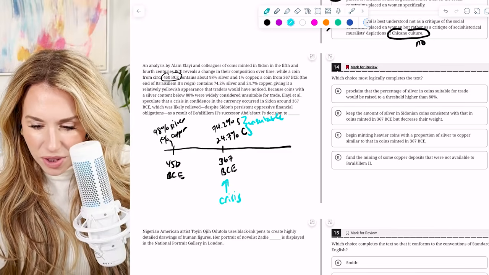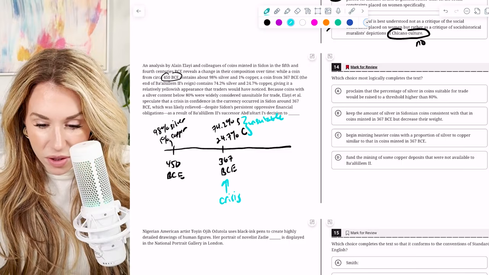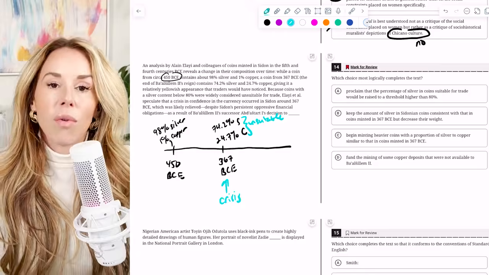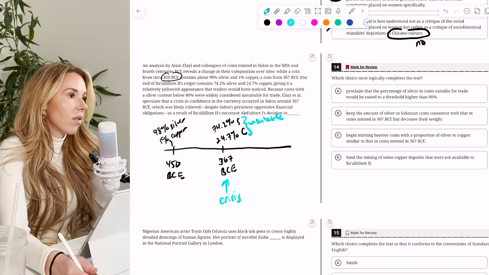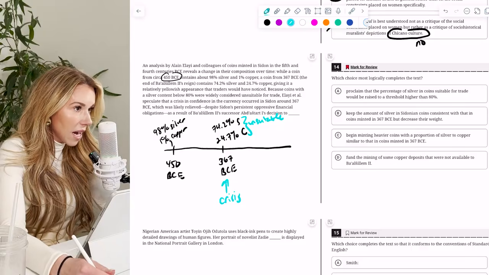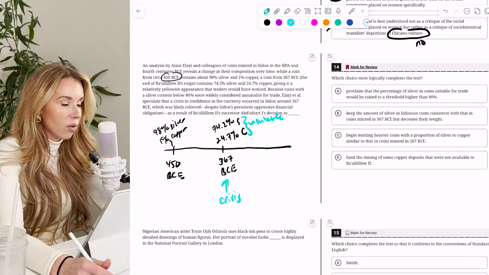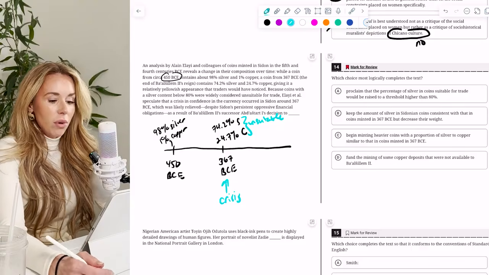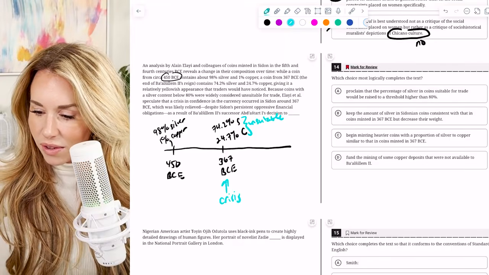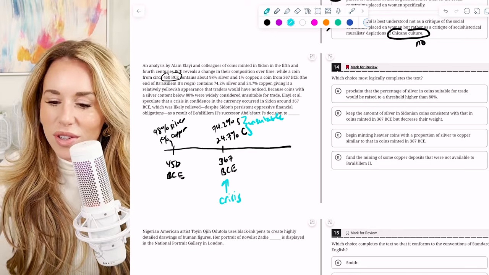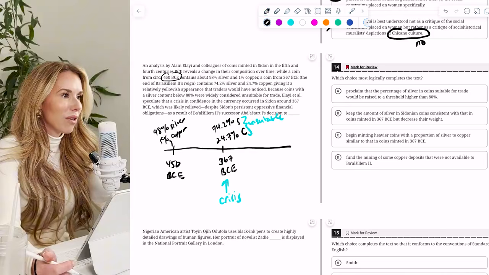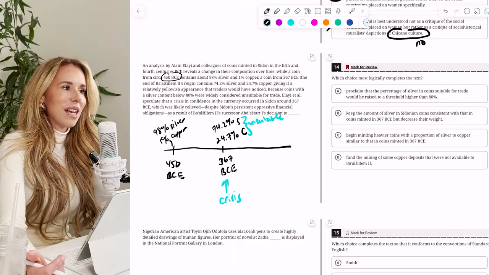Despite Sidon's persistent oppressive financial obligations as a result of the guy's successor's decision to, well, the only thing I'm thinking is he wants the coins to be less yellow. He wants them to have more silver in them and less copper, because that's the issue right now. So what answer reflects that? Proclaim that the percentage of silver in coins suitable for trade would be raised to a threshold higher than 80. Well, that doesn't solve the problem because you still have the yellow coins. So you can say, hey, it's suitable if it's over 80%, but they're already making coins less than that.